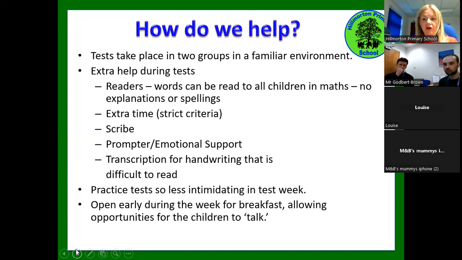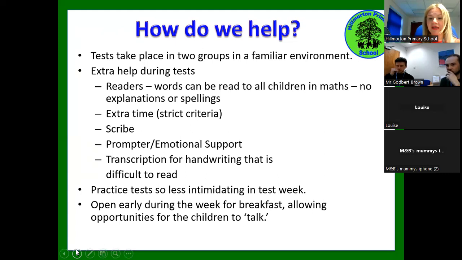If your child has a condition which means they can't write, so we had a child last year who broke their wrist the weekend before the SATs, then somebody can scribe for them and they will automatically get additional time for that.